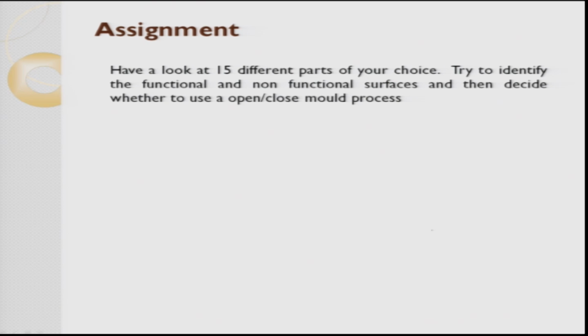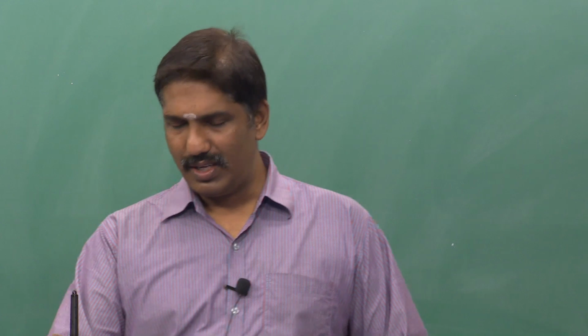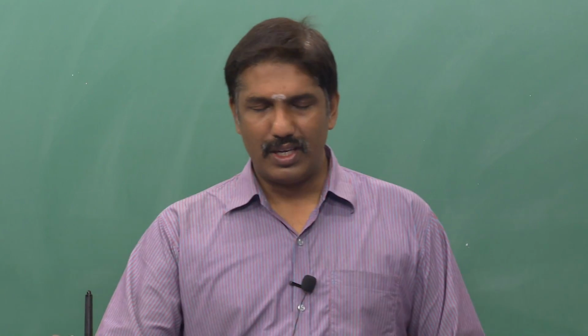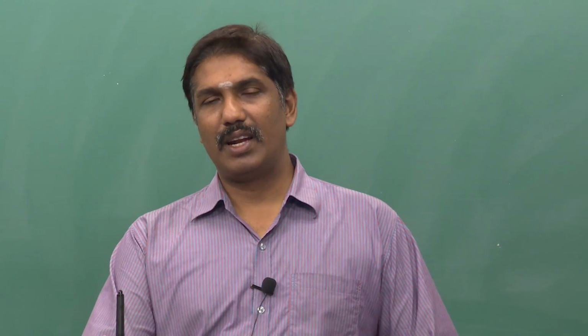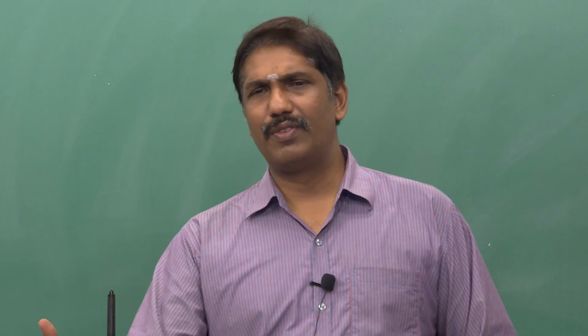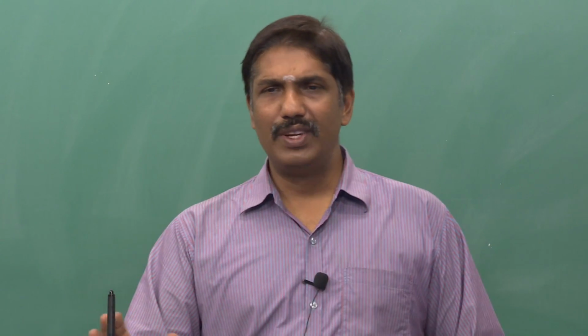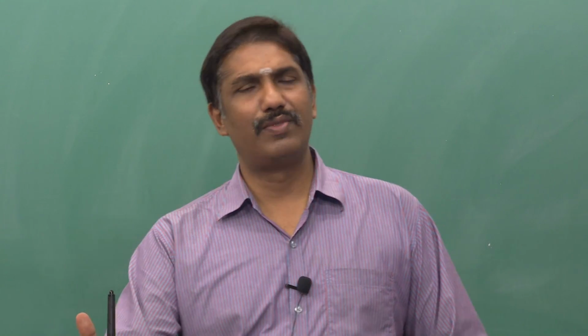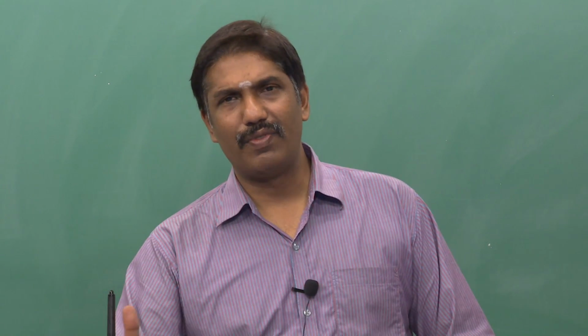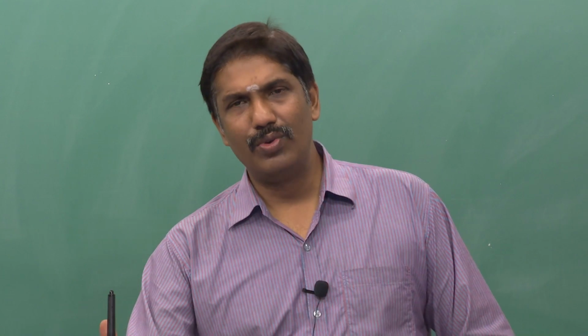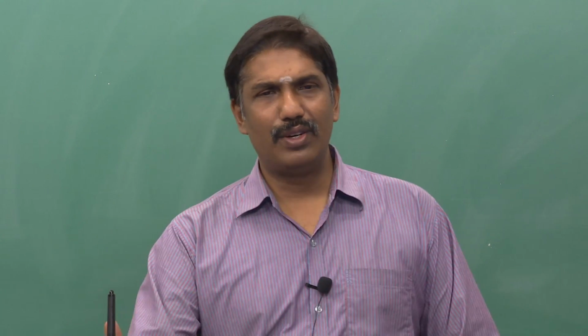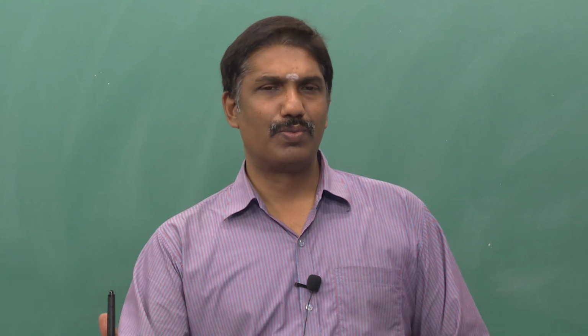So we are done with today's lecture. I would like to give you an assignment. Try to have a look at 15 different parts of your choice. Let it be a glass; the part can be made out of ceramic, polymer, or metal. Choose 15 different parts and try to identify which are the functional surfaces and non-functional surfaces. Once you identify them, go to the next step and decide whether to go for an open molding process or a closed molding process.